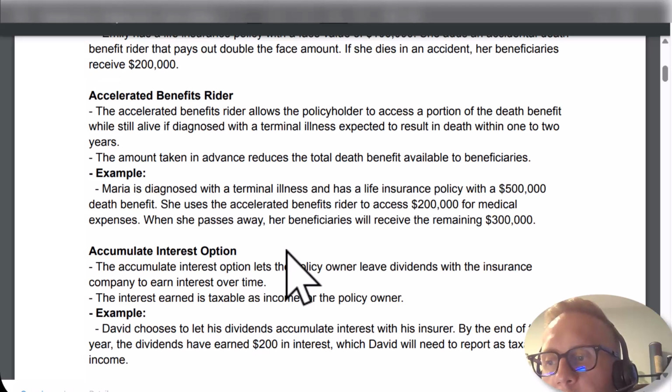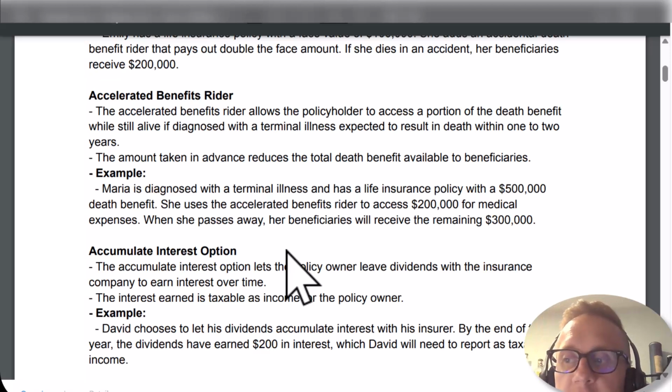Example: Maria is diagnosed with a terminal illness and has a life insurance policy with a $500,000 death benefit. She uses the accelerated death benefits rider to access $200,000 for medical expenses. When she passes away, her beneficiaries will receive the remaining $300,000.